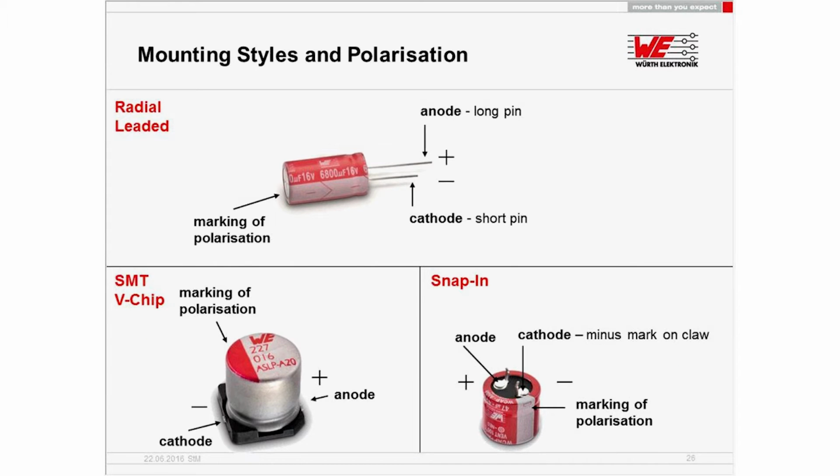And if we go further for some examples of mounting style, also you will find every time the polarization. There are some hints given by the manufacturer for each type of product to find the correct polarization of the product, like radial types, by the shrinking tube, by the length of pins, the SMT chips, the vertical chips where you have it on the base, the angular side of the base, and this, let's say, half moon you mark on the top of the component, or the snap-in types where you also do it with the shrinking tube and the marking on one of the claws.